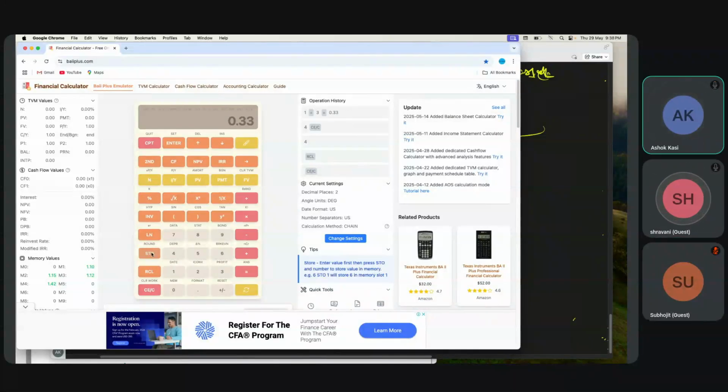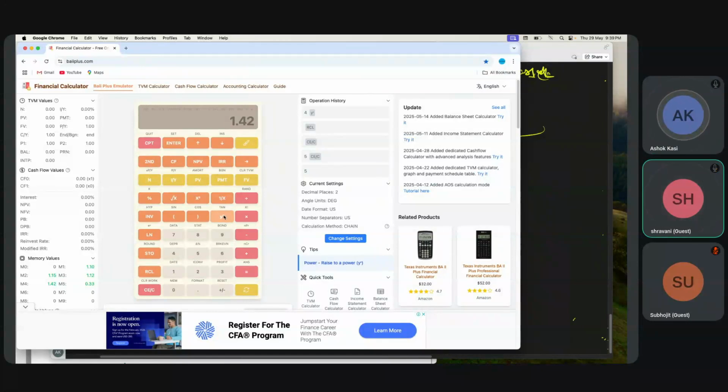Keep it in store 5. Or you can keep it in store 6, 7, 8, 9, whichever is convenient for you. Okay. Store 5. Now I need these two numbers only. For store, recall 4 and recall 5. So recall 4 raised to, this is y raised to x. Can you see? Y raised to x. Okay, y raised to x.